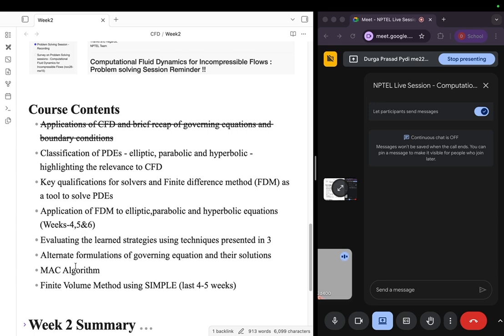This week we will be discussing partial differential equations, the kinds of partial differential equations, elliptic, parabolic and hyperbolic equations, and how they are relevant for CFD. And the assignment of this week is also focused on, if you were given a partial differential equation, how to identify which type of equation it belongs to. That is the main takeaway from this particular week.